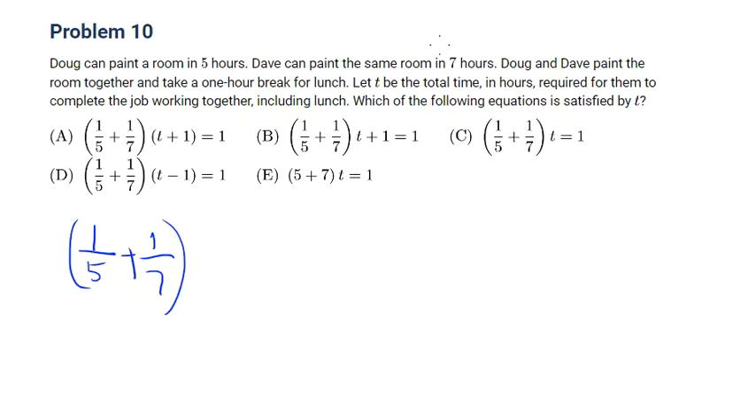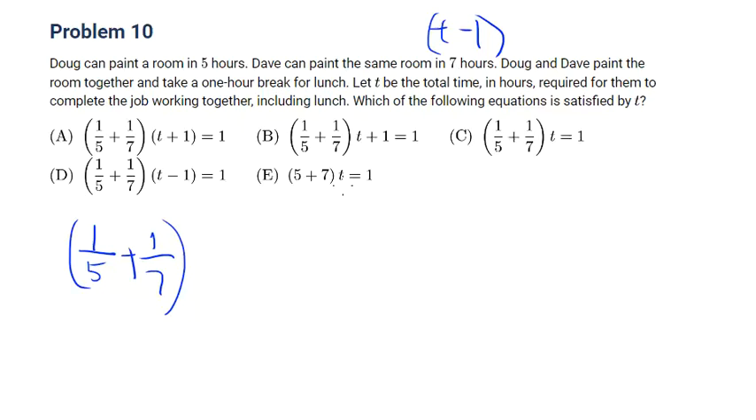Now the t contains that lunch break. We have to remove the lunch break because they're not working then. So we have to take away one. We need to take away 1 from t, okay? So this is t minus 1 now. Now these are the working hours.